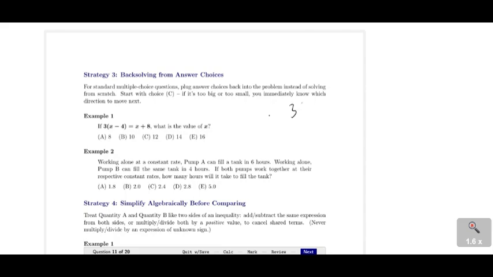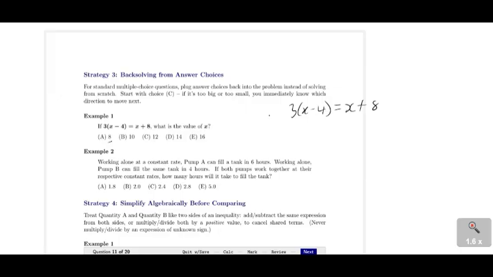We are given 3 times bracket x minus 4, and that is equal to x plus 8. And they are asking you what is the value of x. Of course, that is very simple, so you would want to just solve it, but sometimes the equations are a bit complex, and back solving would really help you. So it is best you get to know how to do it. All right, so let me begin with 8.